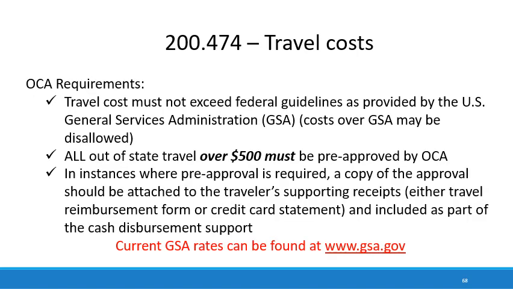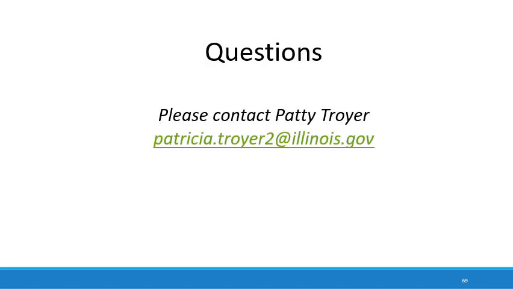And OCA travel requirements state that travel costs must not exceed the federal guidelines as provided by the U.S. General Services Administration, which is the GSA, and those rates can be found at www.gsa.gov. In addition, all out-of-state travel over $500 must be approved by OCA, and also in instances where pre-approval is required, a copy of the approval should be attached to the traveler supporting receipts and included as part of the cash disbursement support. And that completes our fiscal monitoring presentation overview today.